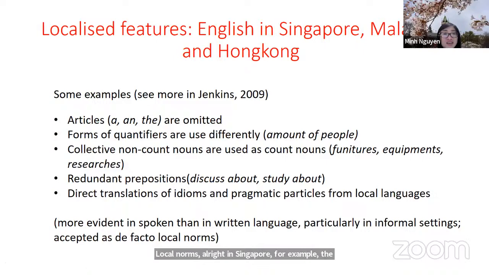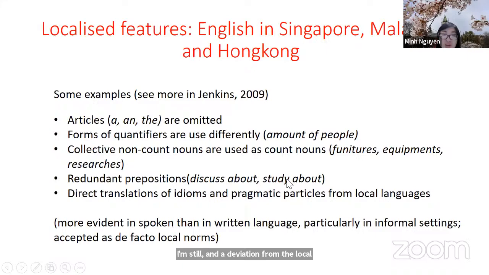Now, the government strongly opposes the use of Singlish, because they consider it a form of bad English, poor English. However, it is widely accepted among the people, and they consider Singlish as a group identity marker, which unites them together as Singaporeans. And a deviation from the local norms may not always be welcomed.